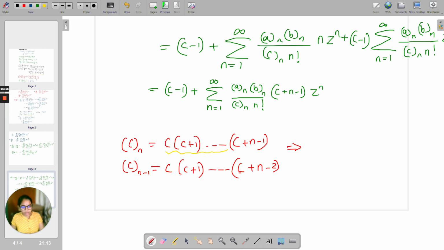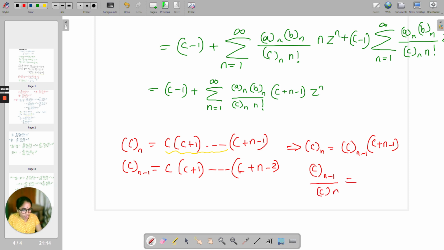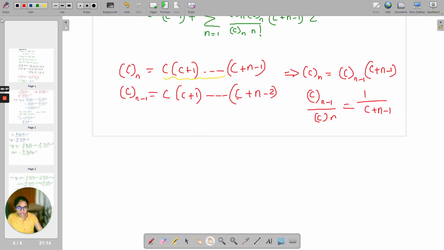Let me write cn as, what can I write cn as? (c)n is equal to (c)n minus 1 into c plus n minus 1. So what do we have in this equation? We have (c)n minus 1 divided by (c)n, which would be 1 divided by c plus n minus 1. Agree?